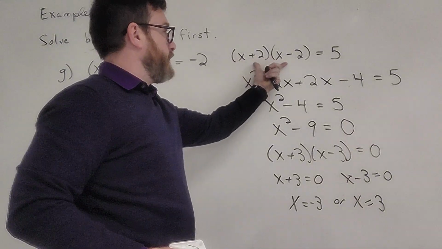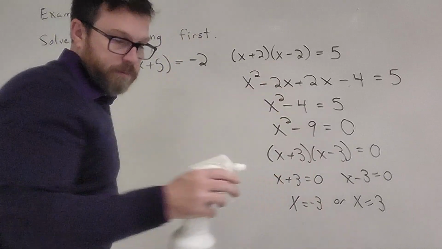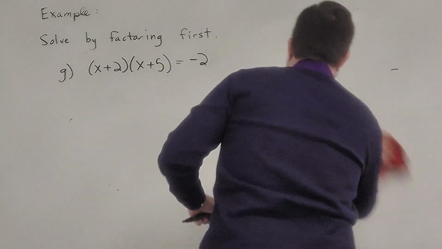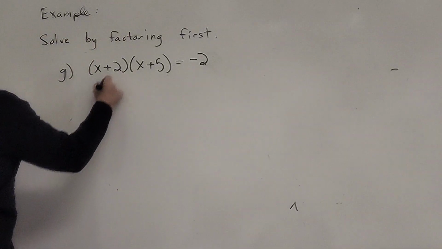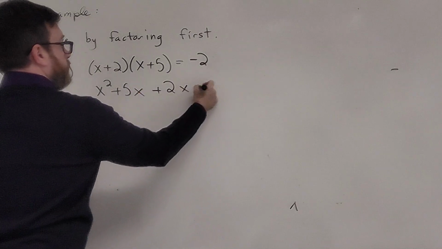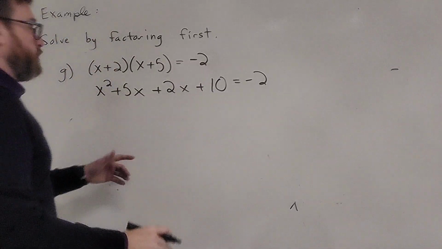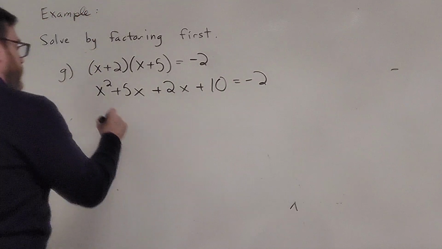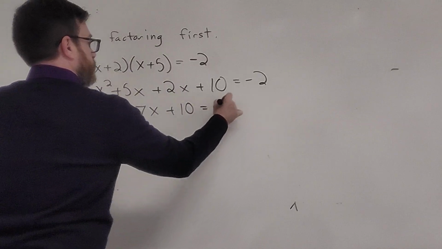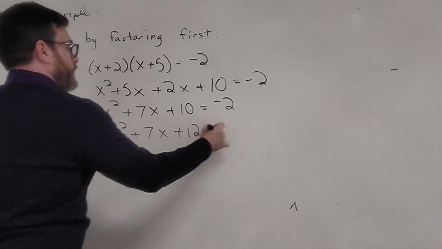What we're going to do is we're going to expand this, and then I'm going to set it equal to 0 so that I can refactor it. So expanding these binomials on the left-hand side of this equation by foiling is going to give us x squared. Outside is 5x, inside is 2x, and last is going to be plus 10 is equal to minus 2. Now again, it's not useful unless it's equal to 0, so first we'll combine terms, and then I'll send that negative 2 back. So x squared plus 7x plus 10 is equal to minus 2. Sending negative 2 over, I have x squared plus 7x plus 12 is equal to 0.